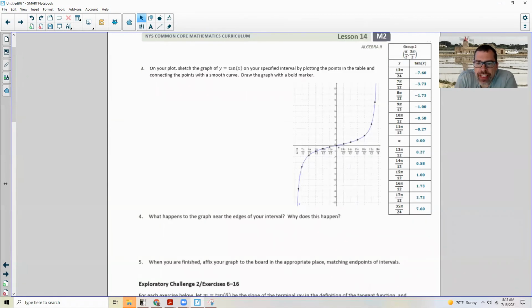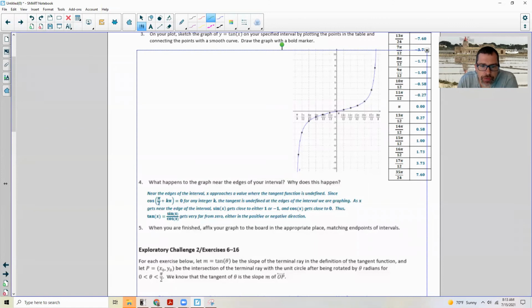Okay, so I brought a neater, better graph that was graphed electronically. So there it is, stretched out a little better too, so it's not so short like mine was. All right, so number 4 says, what happens to the graph near the edges of your intervals? So what they're asking is, where did this graph go as we were getting closer to 3 pi over 2 and as we were getting closer to pi over 2, or whatever group you have?